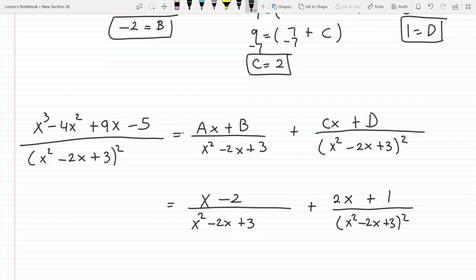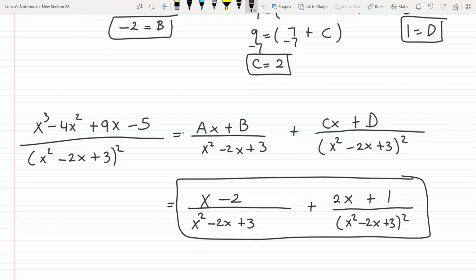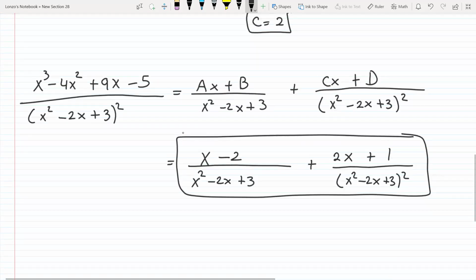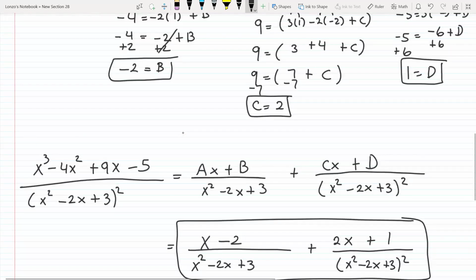So this decomposes to this, and you can easily integrate this by using u substitution. Okay, so yeah, this was partial fraction decomposition with a repeating quadratic factor. I'm going to stop here.